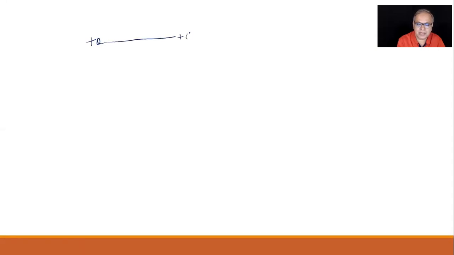Plus Q, I draw again. This another plus Q is in the middle. The net force on this is 0. F resultant, F net, anything you can call is 0. If I put a bar here, this is a null vector. If I don't put a bar, this mod F is 0.